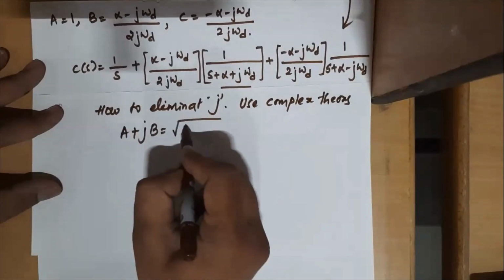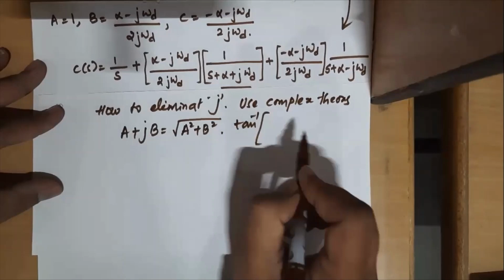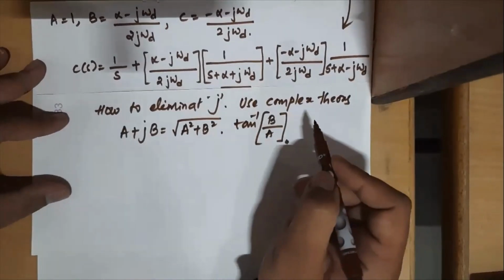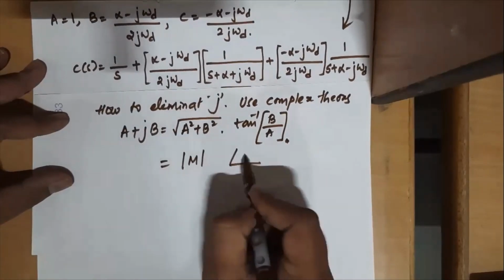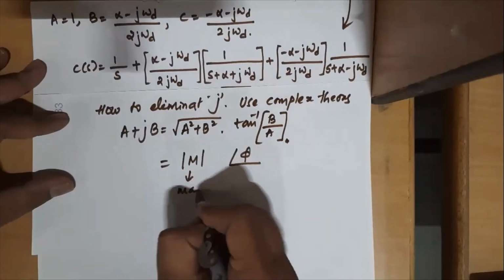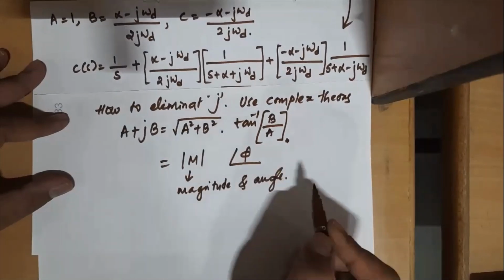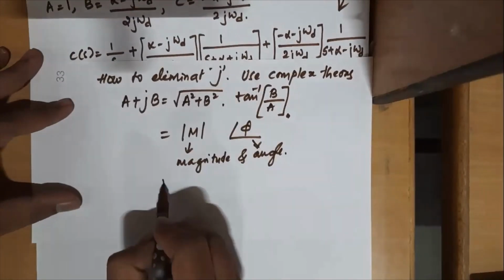So how do we know complex numbers? If you have a point in the complex plane given by a plus jb, its magnitude is given by square root of a square plus b square, and the angle is tan inverse b by a. So we call it magnitude and phase angle. This is the simplest representation of a complex number, I mean, one of the ways to represent a complex number in a complex plane.